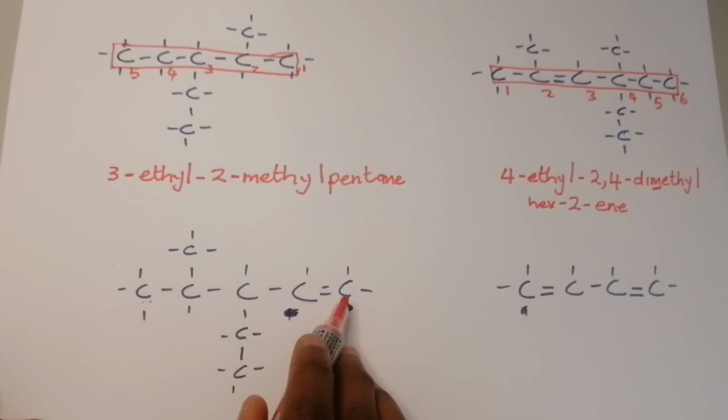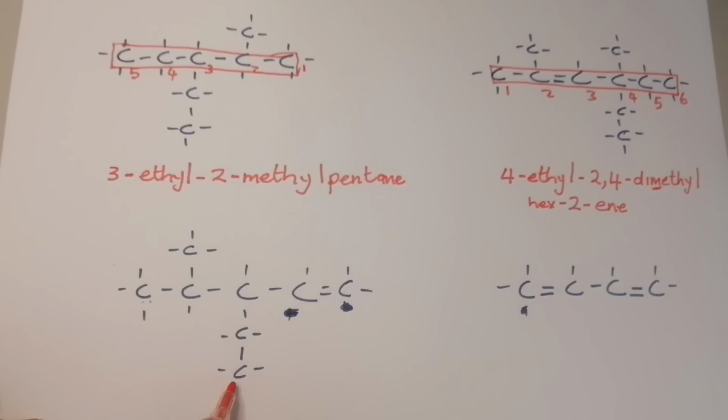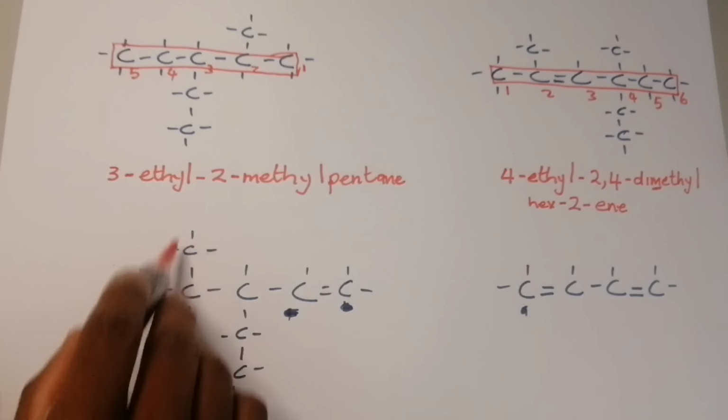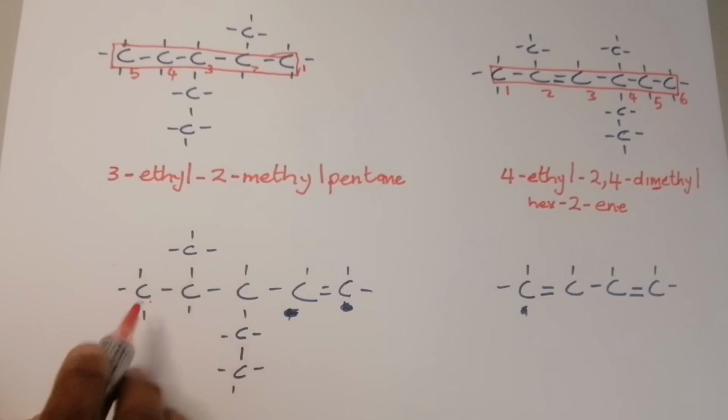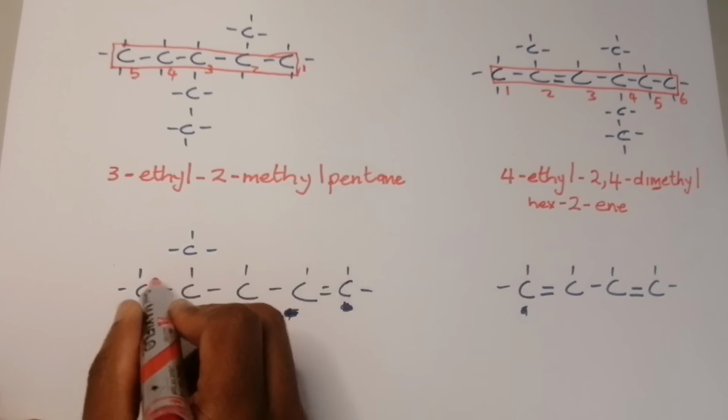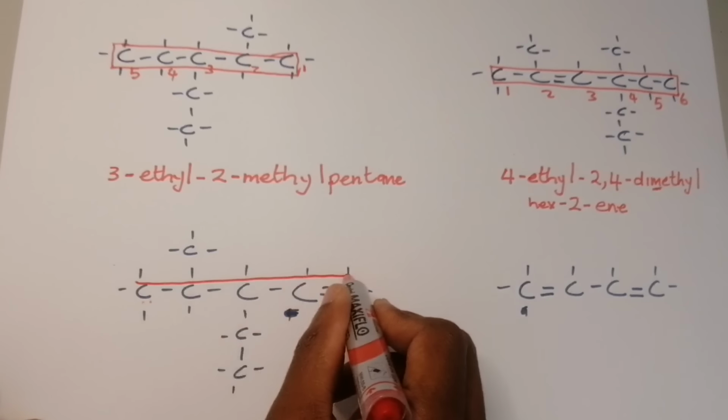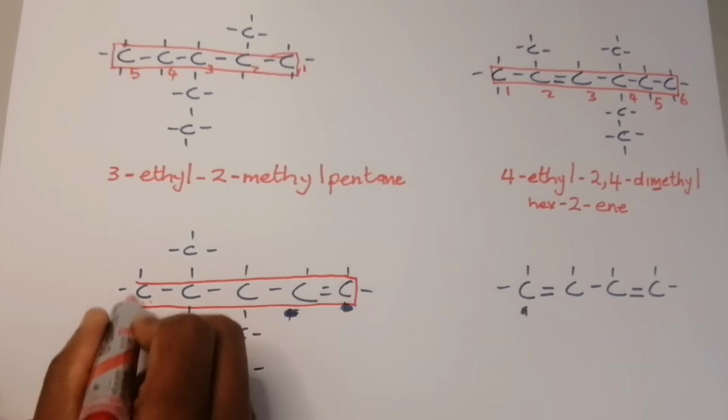Okay, that's my longest chain. 1, 2, 3, 4, 5. That's still the longest. In fact, that wouldn't qualify because it would make this one a side chain on top of another side chain. So I'm just going to take the straight chain one.